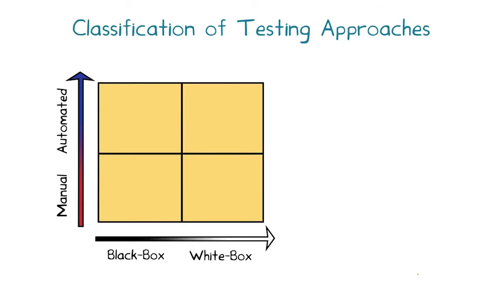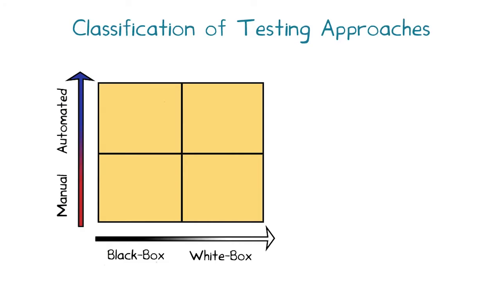Approaches to testing software can be classified according to two orthogonal axes: manual versus automated and black box versus white box. The vertical axis describes the amount of human participation in the testing process. Testing that requires more human direction falls closer to the manual side of the axis, while testing that is performed primarily without human direction falls closer to the automated side of the axis.